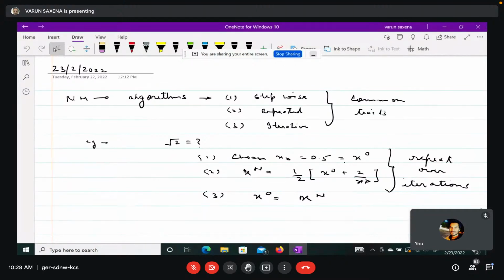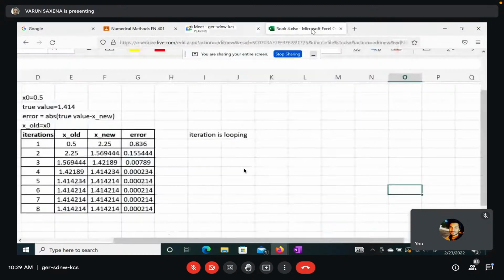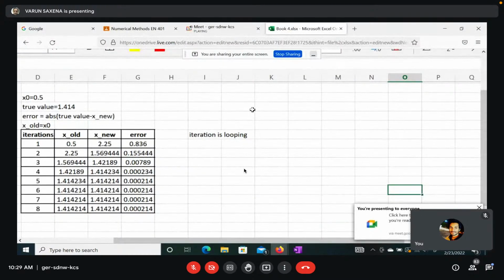So the idea is not how we came to the formula. The idea is how we actually use it, and what we actually mean by numerical methods, and what is the basic structure of any numerical method. Now you look at this problem that we are doing. First, we take an initial value, we assign that value and it becomes x old. Then we calculate x new using that x old value.